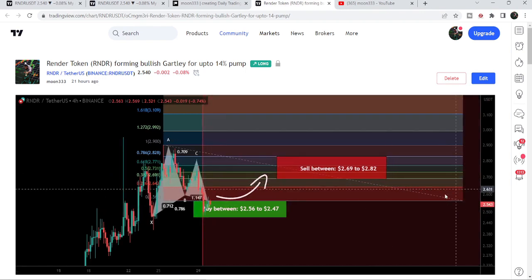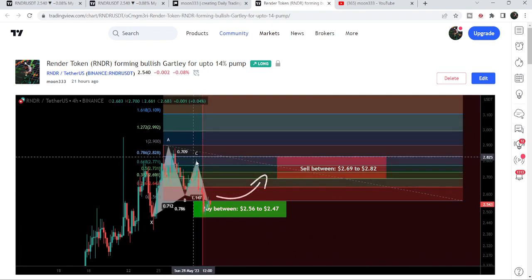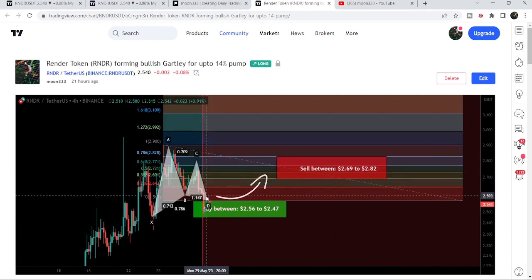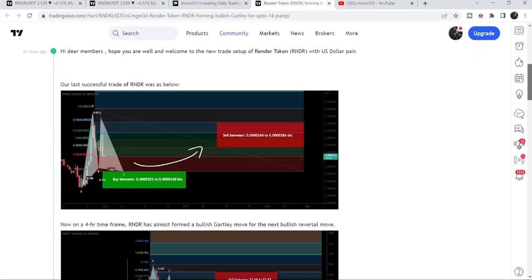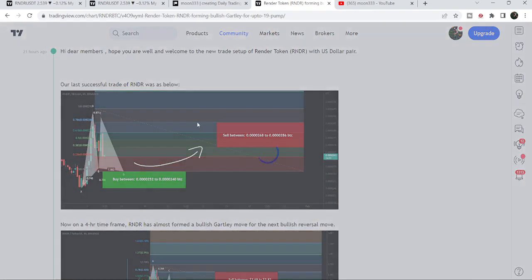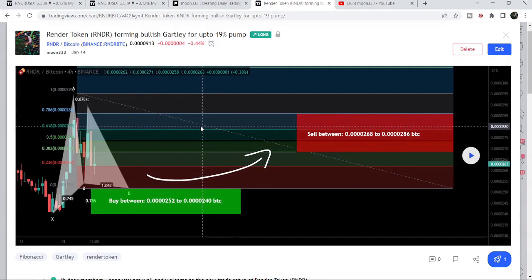Now, if I play this chart, then you can see that the price line dropped more down and it has completed this leg, the final leg for this Gartley move. And now we can expect the next price reversal from here. And before that, I shared this harmonic bullish reversal Gartley move. Even at that time, you can see it was completing the final leg. And this move was formed on the 4-hour time frame chart with Bitcoin pair.